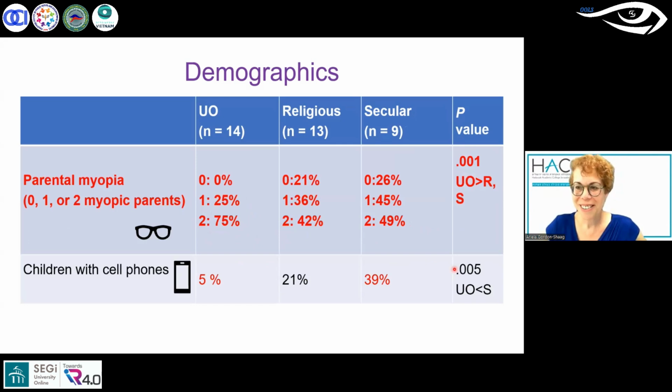Okay, demographics. You guys, we're looking at your predictions here. You predicted that the ultra-Orthodox kids would have a higher prevalence of parental myopia. The N here is smaller because some of these are siblings. Almost all the parents of the ultra-Orthodox kids had one or both parents with myopia. And with the secular kids, 1/4 of them had neither parent with myopia. And this emerged statistically significant in that the ultra-Orthodox kids were more likely to have a parent with myopia than the religious or the secular kids.